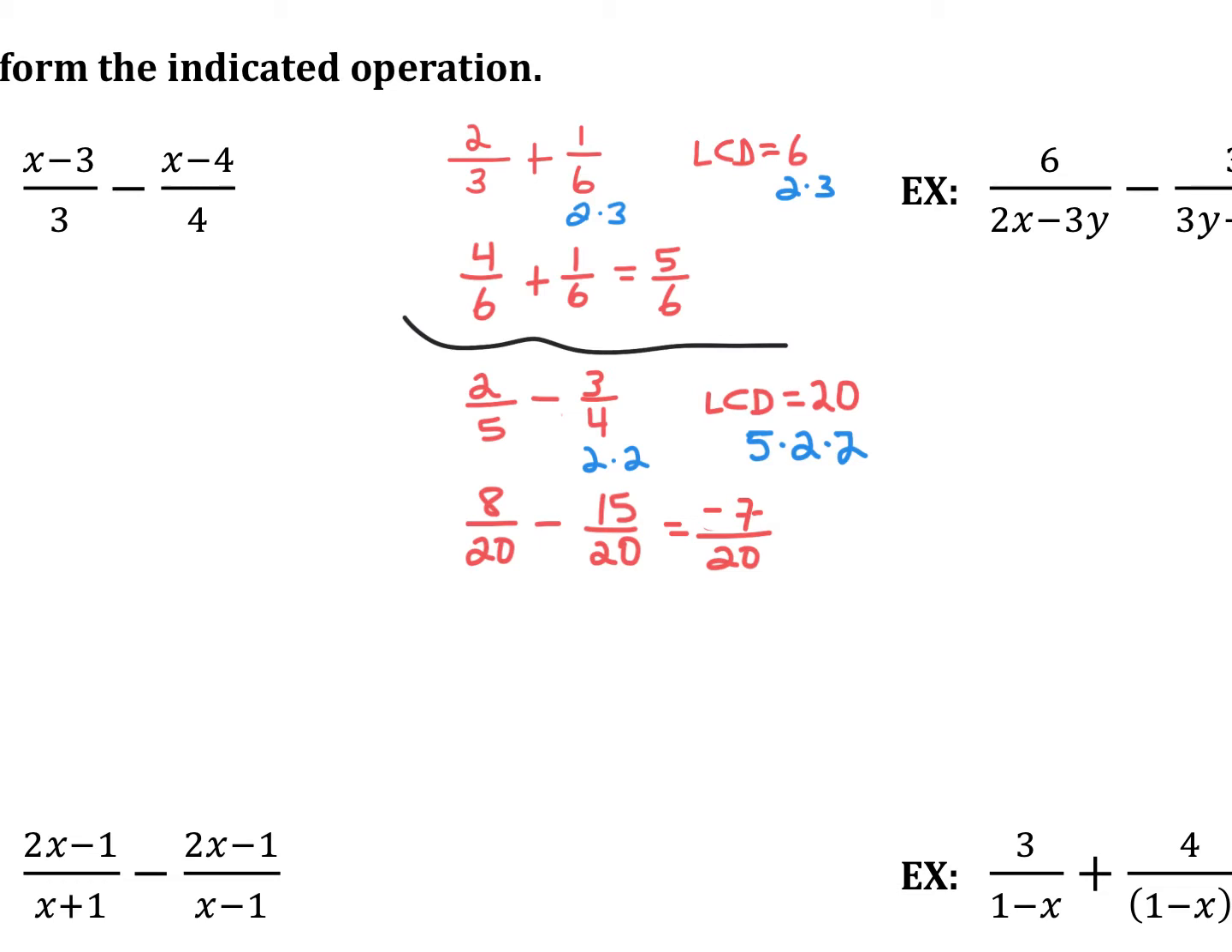To add or subtract fractions, we need to find a common denominator. And our goal is always to find the least common denominator. So let's take a look at this first example, 2/3 plus 1/6. If I asked you what the least common denominator between those two fractions is, I'm sure you would readily tell me it's 6. And you would be correct.